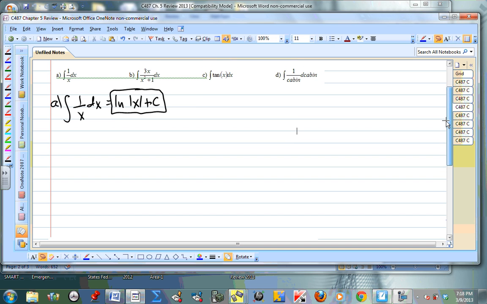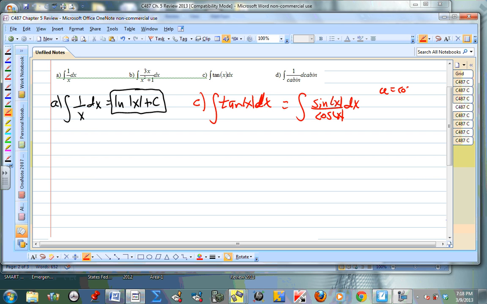All right, now part C, we're posed with a challenge. We're trying to integrate tangent of x with respect to x. Unless you've memorized the integral of tangent, well, then we have to do a little rewriting. This is going to be the integral of sine of x over cosine of x. And again, this is a quotient. We'll need some substitution. So let's get to work.